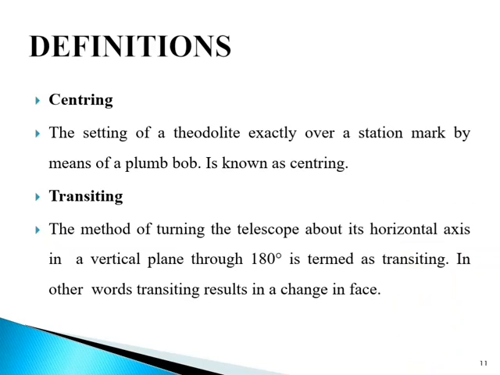Next is transiting. The method of turning the telescope about its horizontal axis in a vertical plane through 180 degrees is termed as transiting. In other words, transiting results in a change in phase.